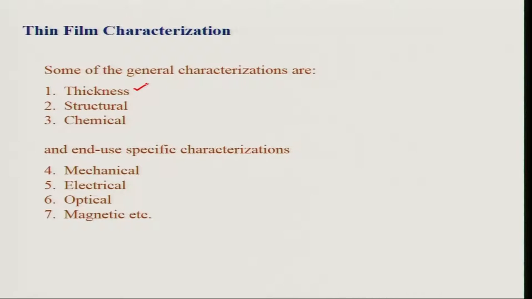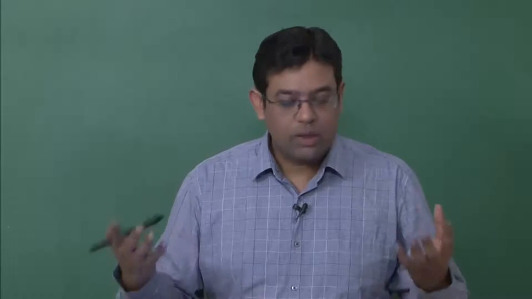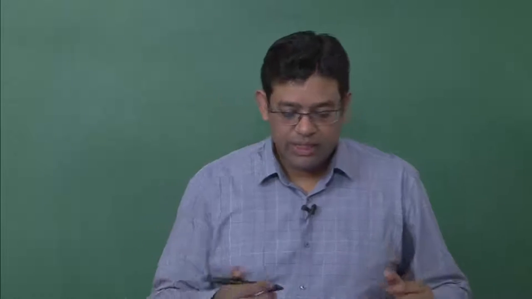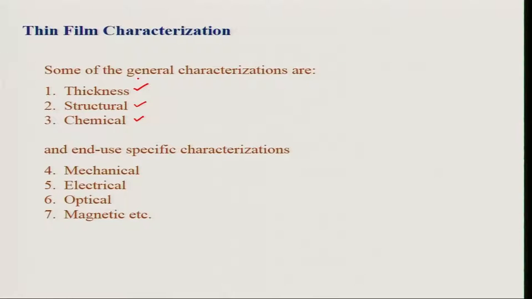Of course, we are depositing thin films, but we want to know what the thickness is, and can we control it. Then we also want to know the structural properties, which are morphology, the grain size, the material, if it is polycrystalline, what is the orientation, what kind of material is present, phases. All those kind of things, and also chemical properties. What kind of elements are present? What is the stoichiometry of the film? If we have two different elements, are they in the right proportions or not? So these are some of the general characterizations.